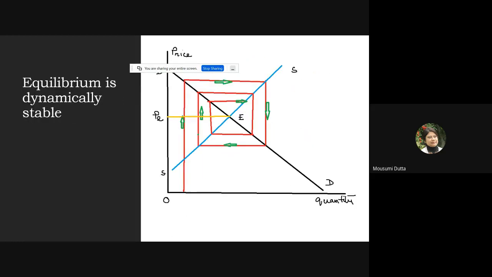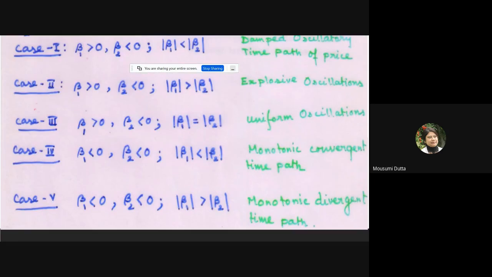So I'll move to this case. Case 5. Please write down beta 1 less than 0, beta 2 less than 0. So both the curves are negatively sloped. However, mod beta 1 greater than mod beta 2. Okay, so everybody has written these things: beta 1 less than 0, beta 2 less than 0, mod beta 1 greater than mod beta 2.